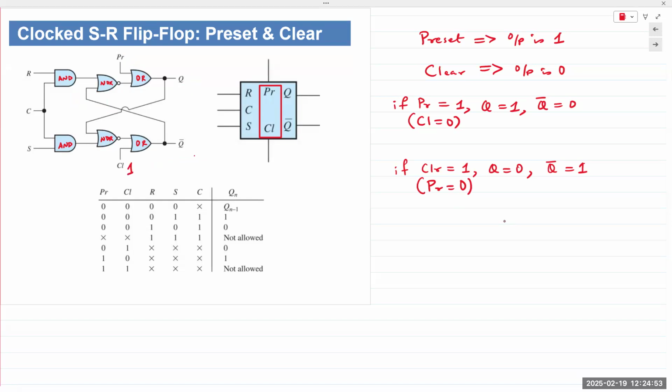Clear is 1, preset is 0. If clear is 1, then our output Q should end up being cleared, meaning should be equal to 0. All right. So if clear is 1, then Q naught is 1. If Q naught is 1, that goes into the NOR gate. The output of the NOR gate goes to 0. And then the output of the OR gate, Q, would be equal to 0.